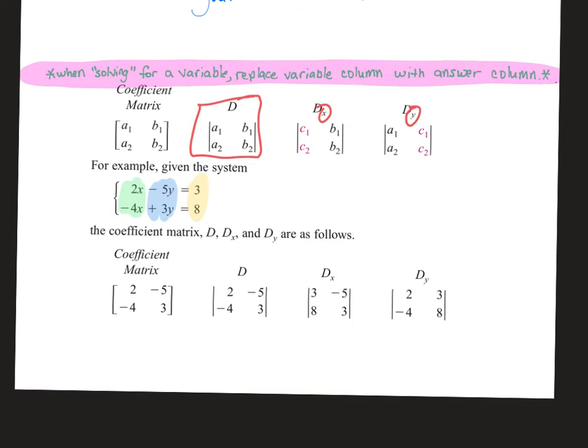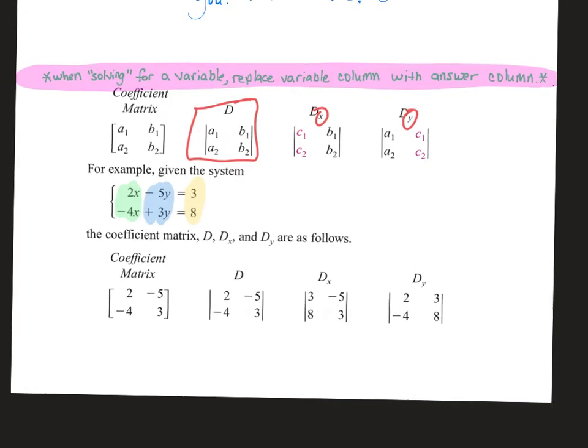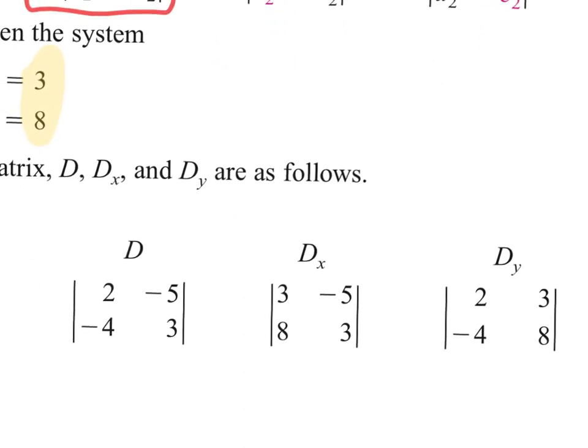So then look at D sub X and D sub Y. What do you notice about those two determinants, the way that they're already set up? The coefficients of the Y and the answers. Good. Do you see how 3 and 8 are in both of those? Those are the answers. When you set up your determinants, whatever variable you're looking for, like D sub X, you put the answers in that column. So here, this is D sub Y, so you put the answers in the Y column. So write that down.